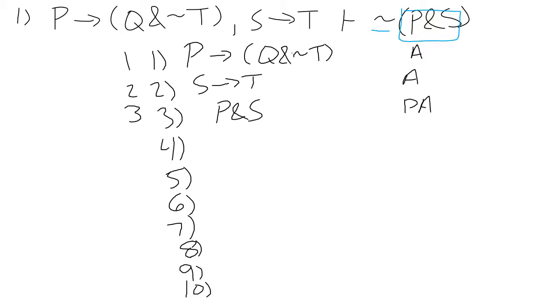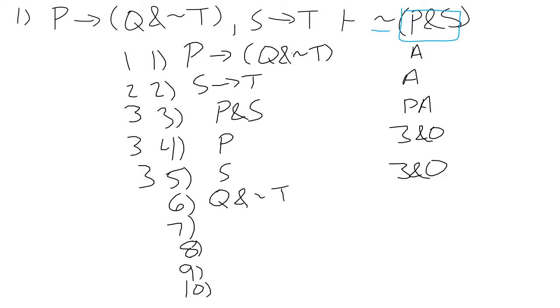number 3. Now, next thing I would do, because I see the P and S are my two antecedents, I just go ahead and break this up, ampersand out, from 3. Now I can toss each one of these into the conditional statements. I can toss the P into 1 to get Q and not T. And that's going to be from 1 and 4, arrow out. 1 and 4 is 1 and 3. And then I can get T by itself from 2 and 5, arrow out.